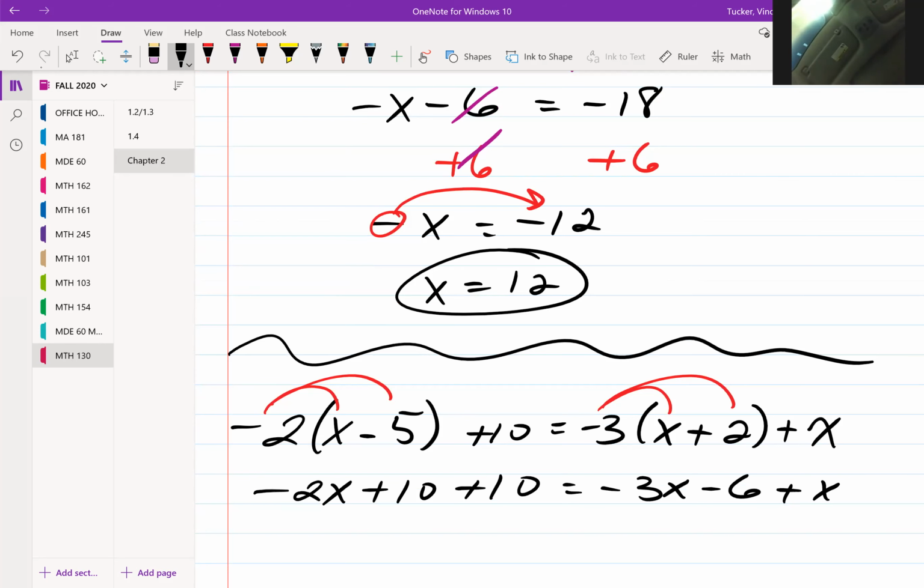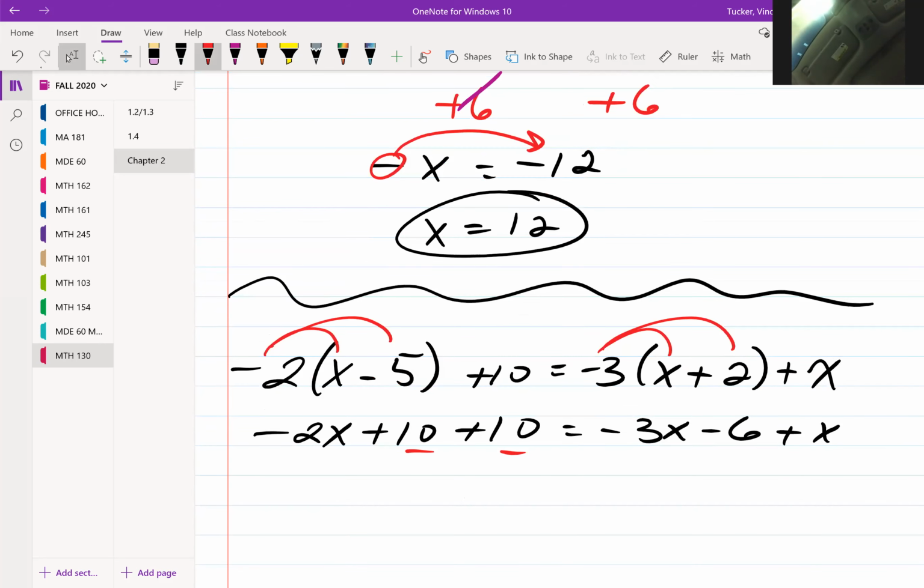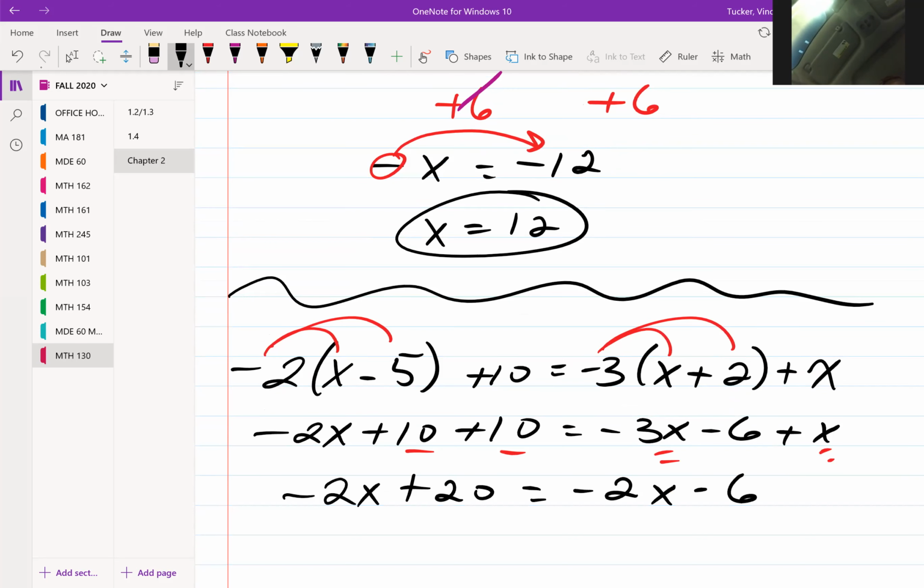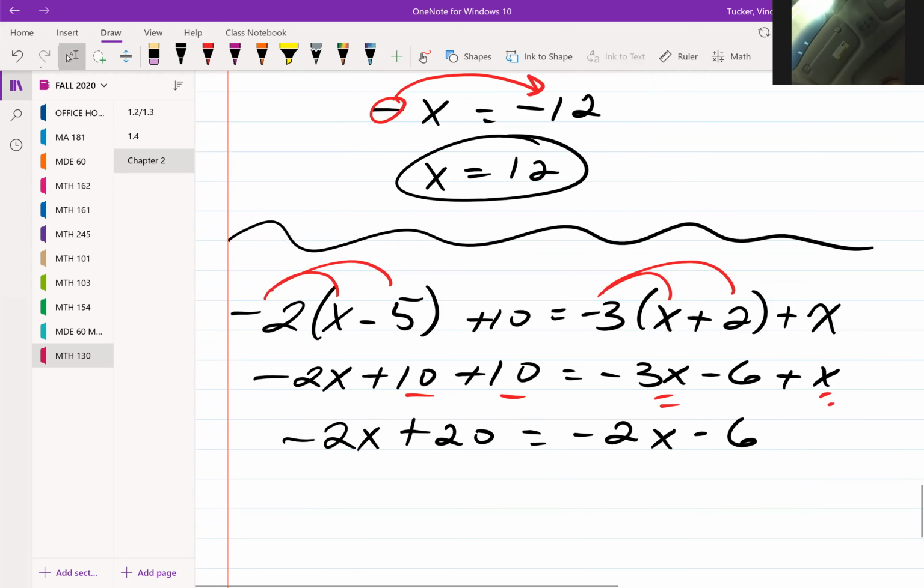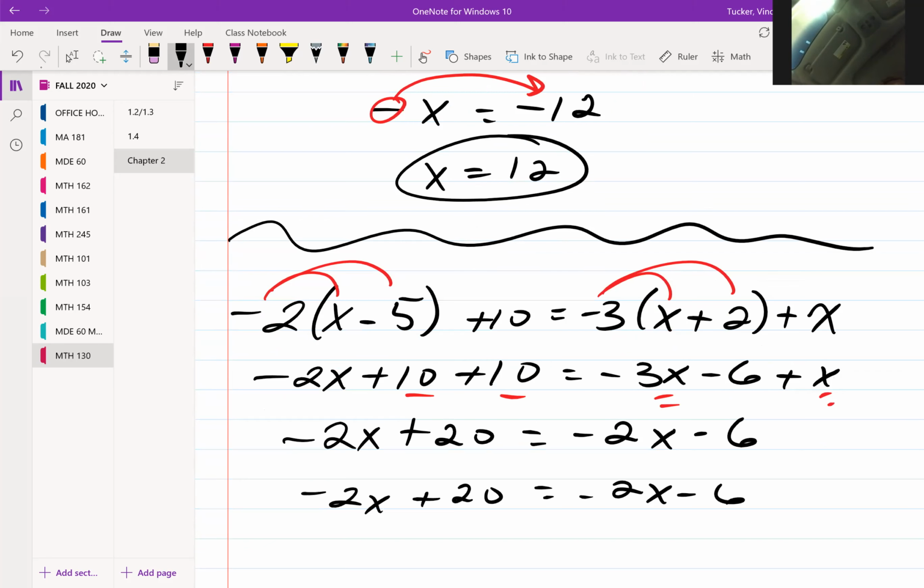All right, so I can add these two 10s together. And then also on this right side, -3x and positive x. So we got -2x plus 20 equal to -2x minus 6. Now, once again, you want to get all of your terms with x on one side, all of your terms without x to the other. So I'm going to add 2x.